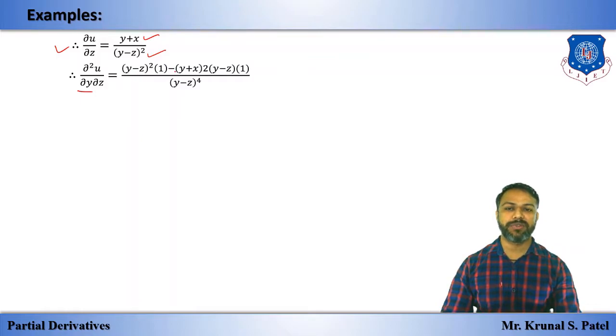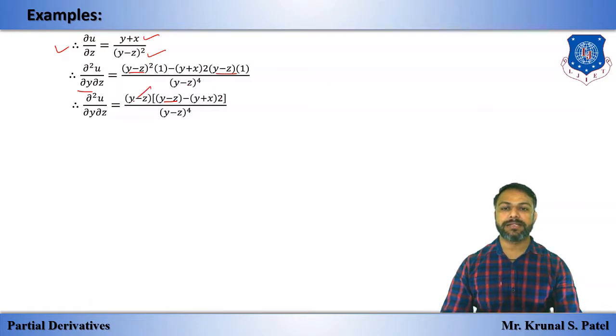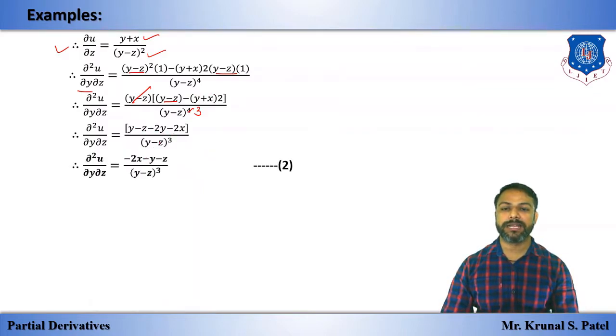Now by simplifying this, we can take (y minus z) common, so the remaining is (y minus z) only, and here (y plus x) into 2, and we can cancel this term and it cancels with the 4, so we have (y minus z) whole cube. By expanding and simplifying this bracket we get minus 2x minus 2y plus y minus y and minus z upon the denominator as it is. This is equation number 2.